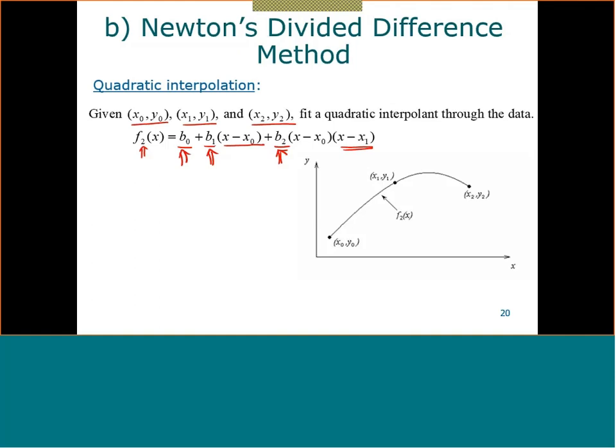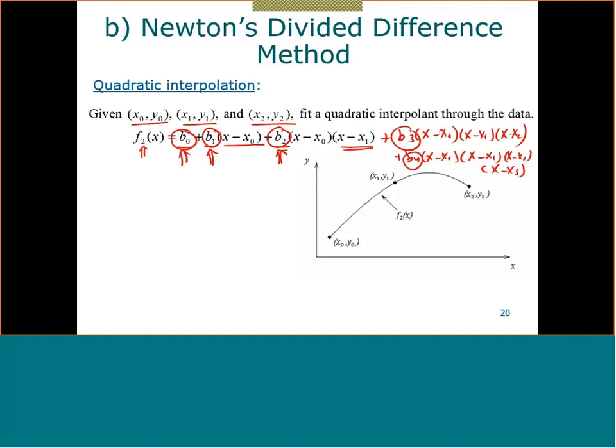Now if there is a third degree, you will see this becomes plus b3 times x minus x of 0 times x minus x of 1 times x minus x of 2. Okay, if there is a fourth degree, then plus b4 times x minus x of 0 times x minus x of 1 times x minus x of 2, and finally x minus x of 3. So I can keep doing this. This is the nice thing, that it has a repeated pattern. The only thing left now is how to find b0, b1, b2, b3, b4, and so on.